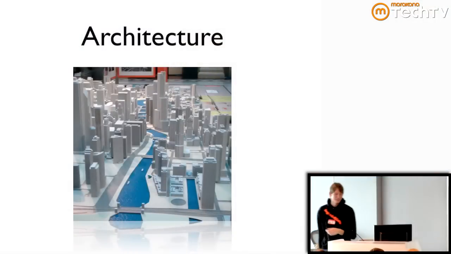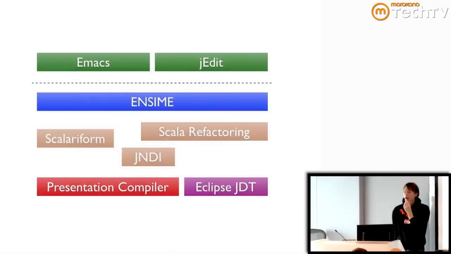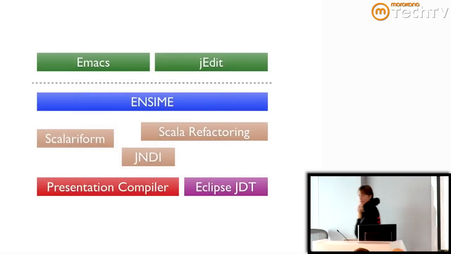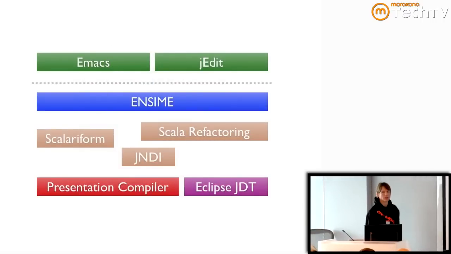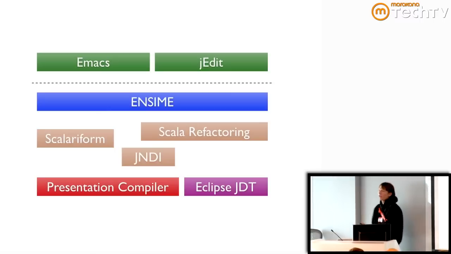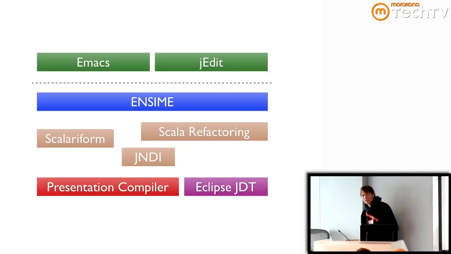So how does ENSIME work? OK, what does the architecture look like? How do we talk to it? ENSIME is basically this. OK, it's a layer on top of a bunch of other projects. The Scala refactoring project. This is the same project that Eclipse uses to implement its refactoring. Scalariform, which is code formatting, a feature I didn't even list because I don't touch it. And then there's the Java debugger interface and things like this.